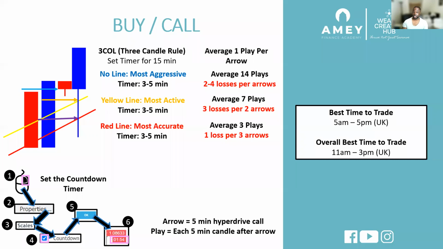You can go into them. And you're talking about 2 to 4 losses per arrow. So if you've got 1 currency pair, you're going in which produces 1 arrow, 2 to 4 losses in that. With the yellow line, when a candle pulls back to the yellow line, you're looking at around about 3 losses per 2 arrows. So if you've got another currency pair, you go into another arrow. And with this one, when you go into the more accurate one with the yellow line, we're talking about 1 loss per 3 arrows. So you can do different currency pairs as well.